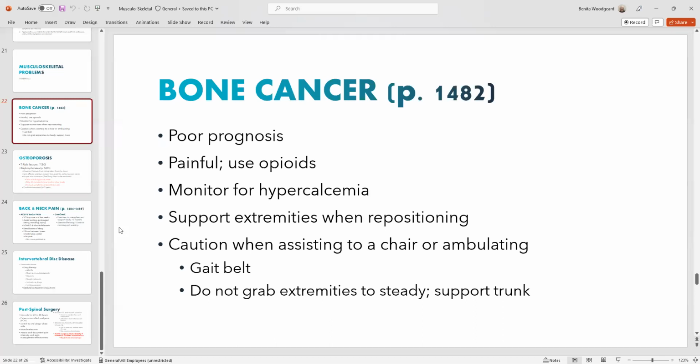These patients can get out of bed. They can be assisted to a chair, possibly walk to a bathroom or whatever, but you do need to be very careful with them and support their extremities, like around their waist. Don't pull at them. They are at risk of being very easily fractured.